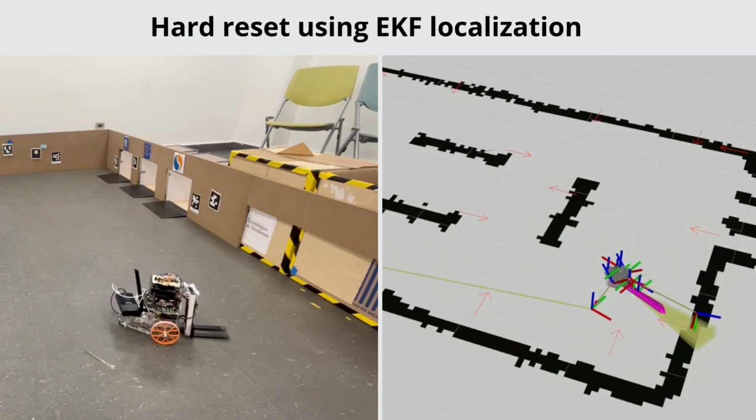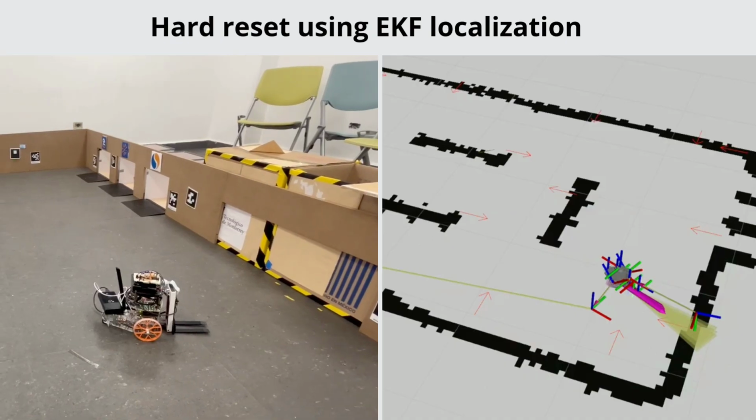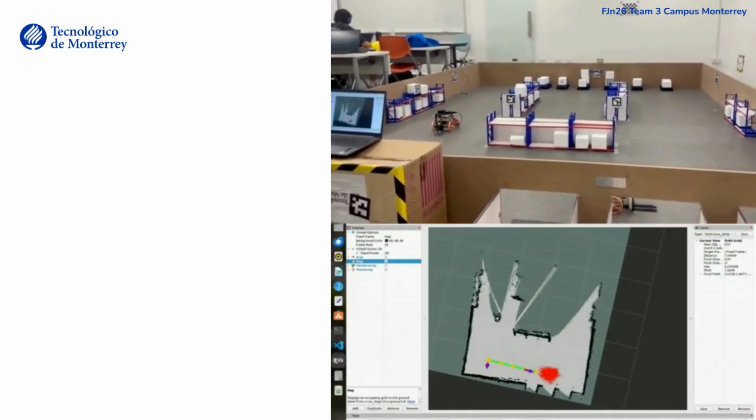There's an additional resilience mechanism. If the filter rejects many consecutive detections, it assumes the accumulated drift is too large to recover from immediately, and executes a hard reset. It recomputes the pose directly from the geometry of the most recent AprilTag and inflates the covariance so that subsequent detections can refine it quickly.